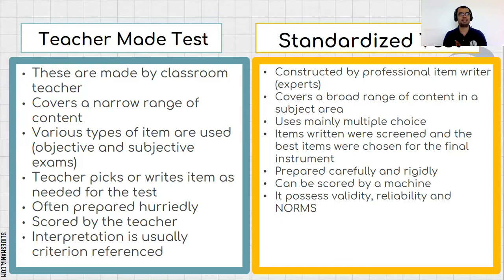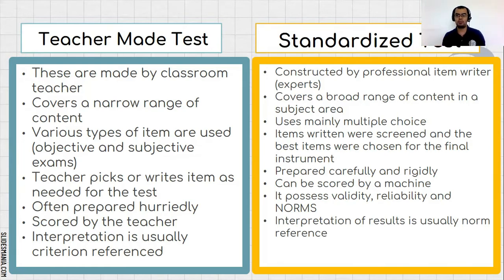These norms mean that the test underwent item analysis, or it passed item analysis, and the level of difficulty of those questions is average difficulty. Interpretation of results is usually norm-referenced, meaning your score will be compared to other test takers who take the same test. That is why after the LET exam, there will be top-notchers, top 1, top 2, because the score will be compared to others who take the same test.